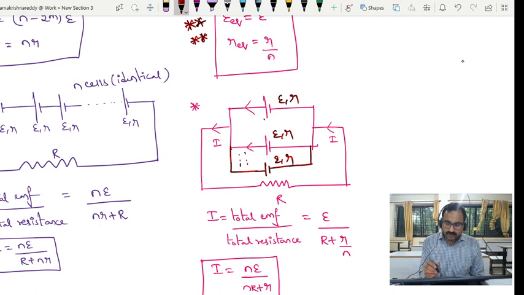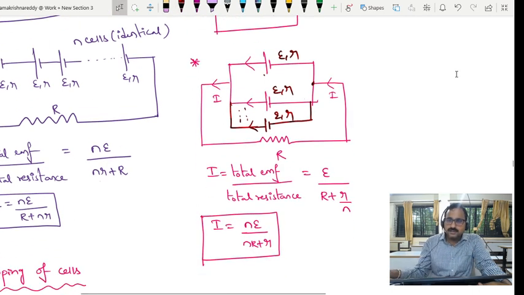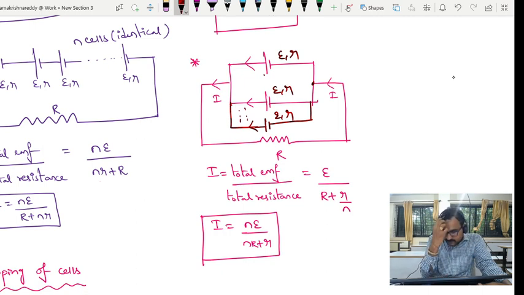Current will divide anyhow, as we normally write. Current will divide into three parts. It is a junction, no? So that is nothing but what we are writing here clearly. It is connected to an external resistance. I is equal to total EMF divided by total resistance in the circuit. All are identical now, so E divided by R plus R by n.